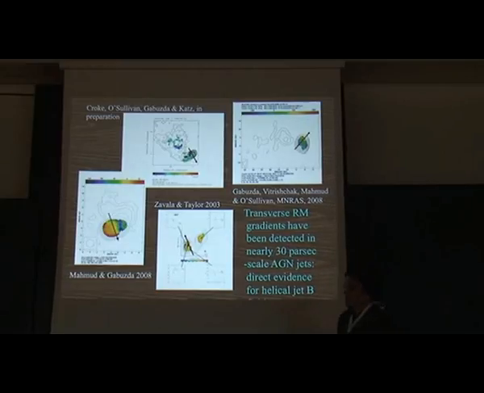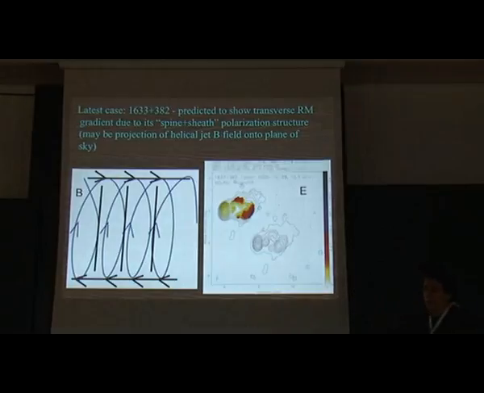Okay. Now, if you add them all up, look in the literature, and collect these Faraday rotation gradient cases that you think are reasonably firm, it adds up to nearly 30 of them, believe it or not. And so I think this provides direct evidence for helical jet magnetic fields in these AGN. Now, I want to show you the latest case for two reasons. One, because it's a really, really nice example, and the other because it's connected with another property of these jets that may be related to helical fields.